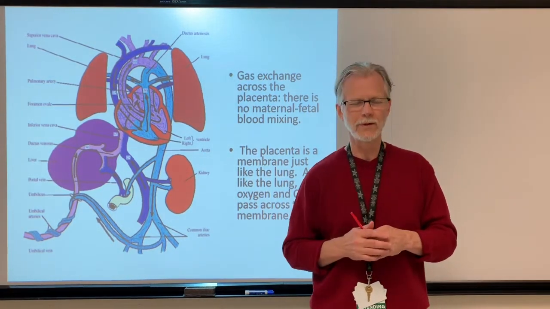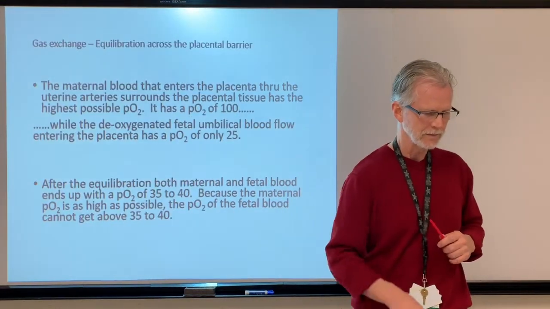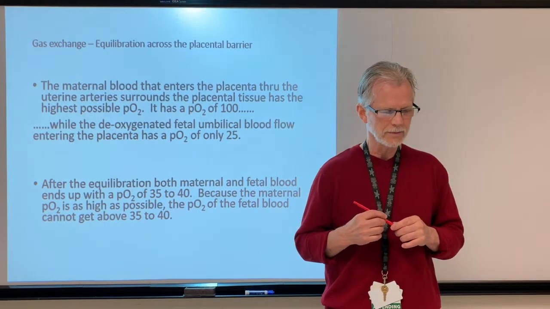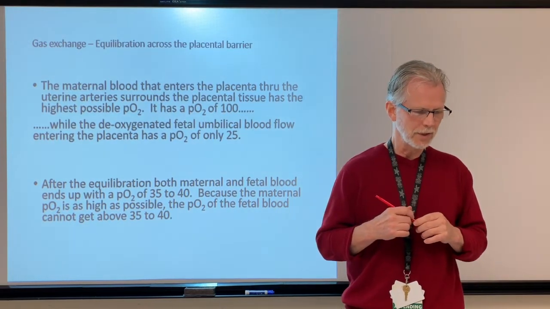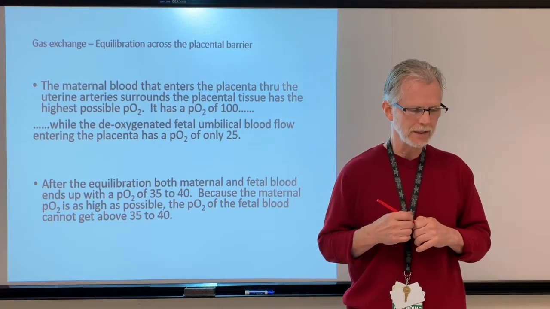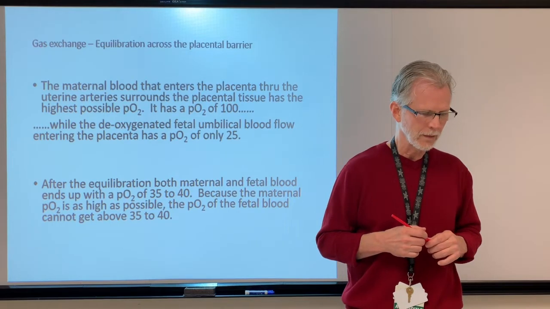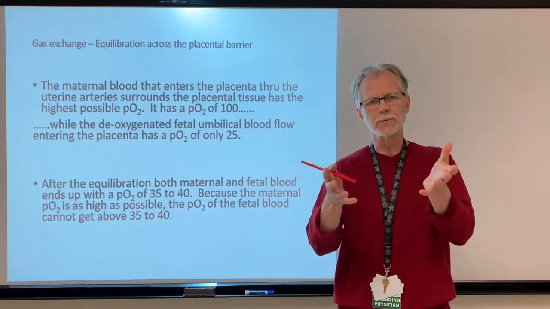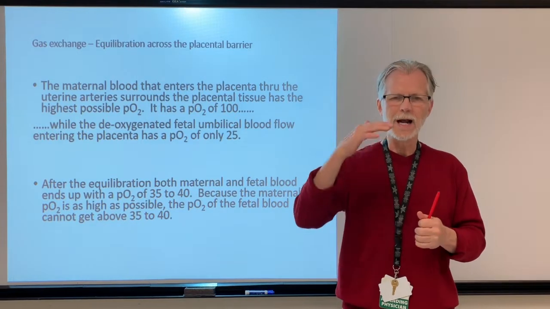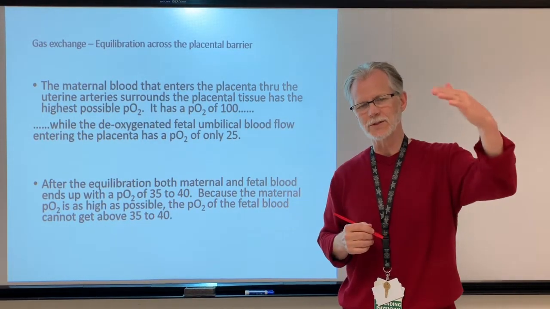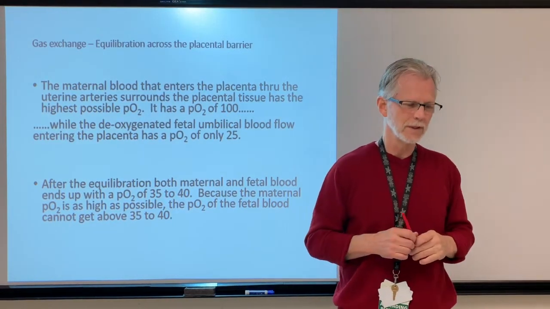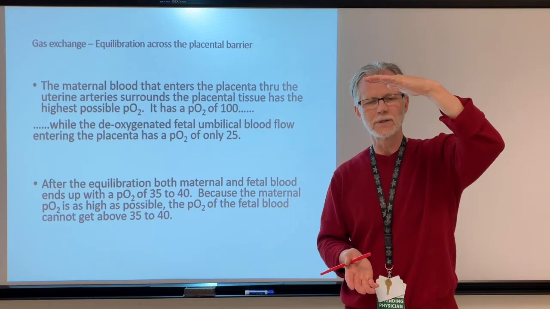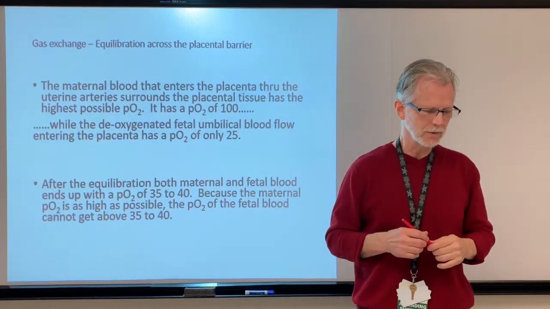And of course you remember that there's no maternal fetal blood mixing. The maternal blood that enters the placenta through the uterine arteries surrounds that placental tissue with the highest possible oxygen. It has a PO2 of 100, let's say. Whereas the deoxygenated blood that comes in from the umbilical arteries and enters into those vascular spaces in the placenta that are apposed to the vascular spaces that the maternal blood enters into, leaves a membrane in between. And the difference in those two PO2s, of course, encourages that transfer of oxygen.